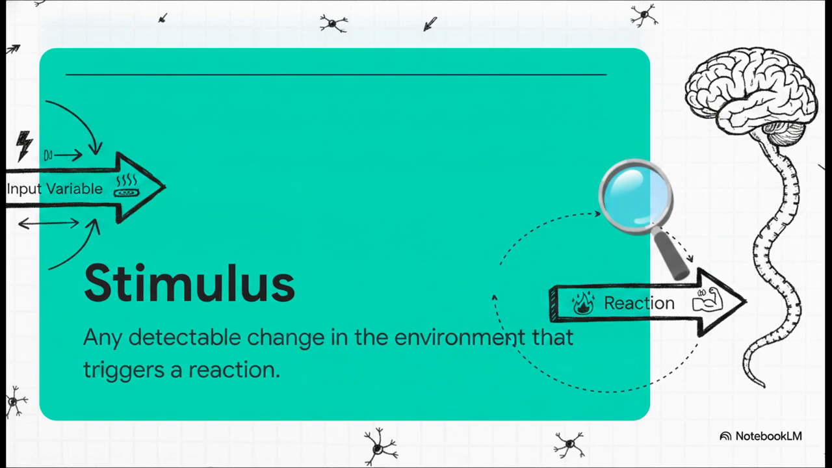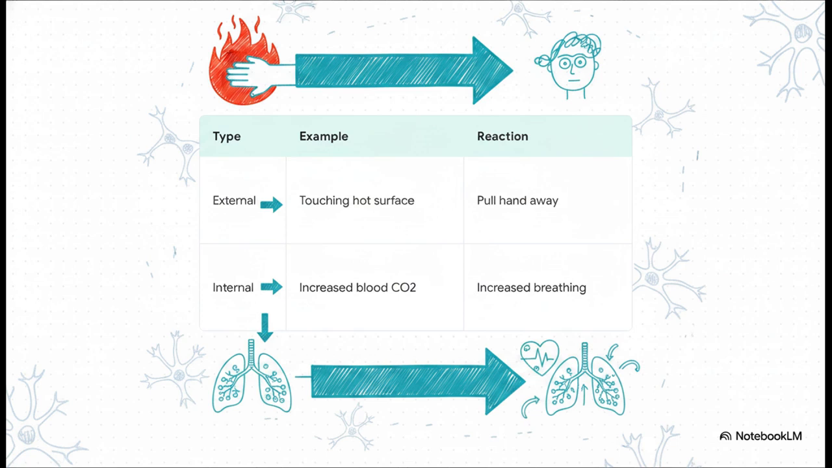As you can see on the definition we've got pulled up, a stimulus is just any detectable change in the environment that triggers a reaction. If you think of your nervous system as this massive biological equation, the stimulus is your fundamental input variable. Literally, without a stimulus, there's no response. It's the absolute foundation of the entire nervous system. Let's break these inputs down.